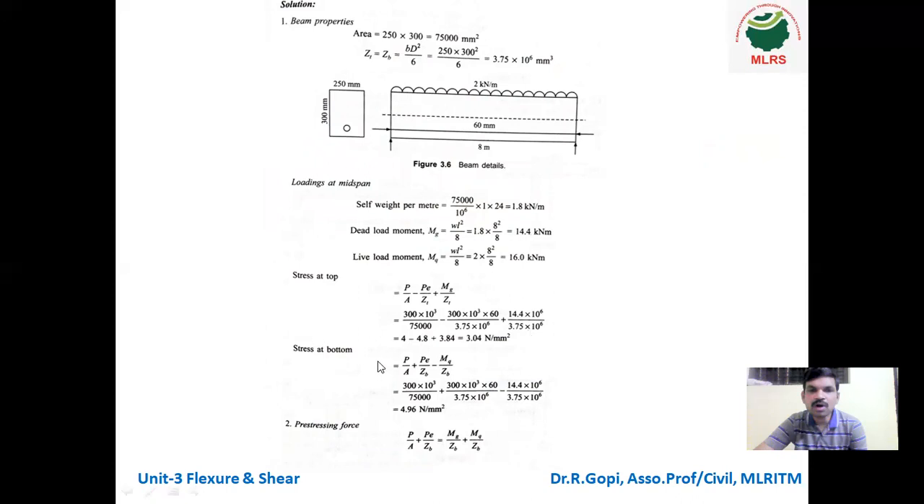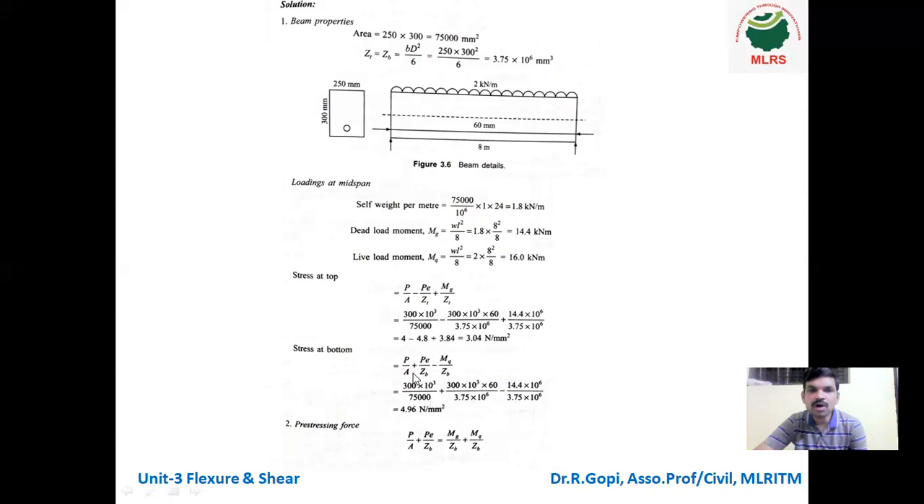If sometimes in the question they consider both, then you have to consider both dead load and live load. Okay. So next, stress at top: substitute all the values, P by A minus PE divided by ZT plus mg divided by ZT. So we got 3.04 Newton per mm square.